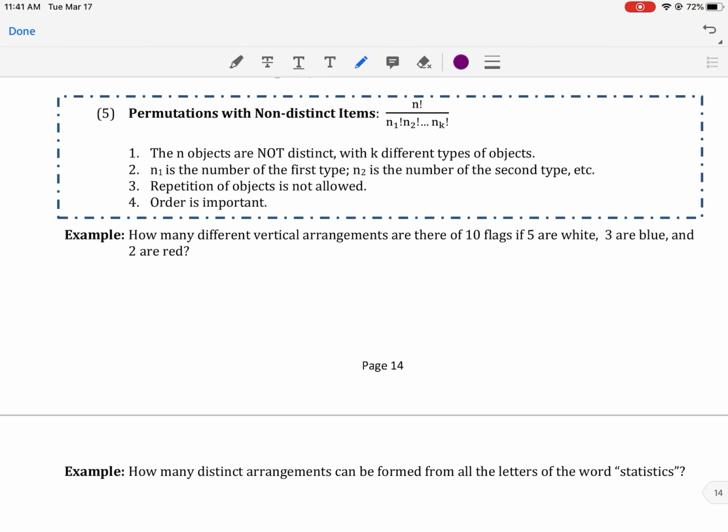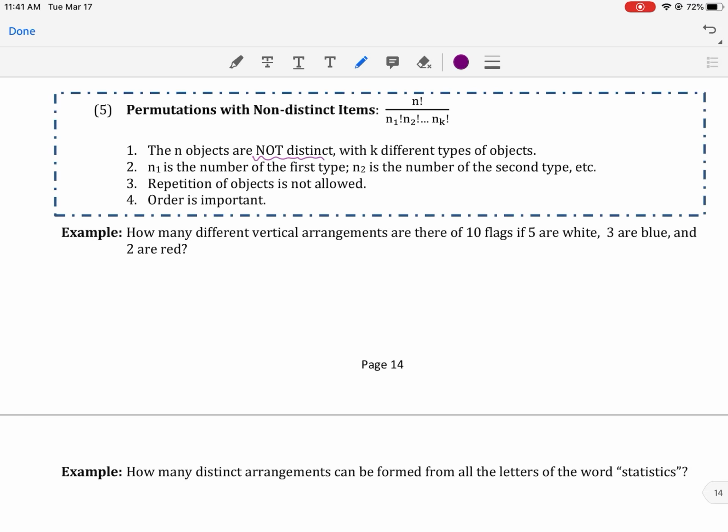But it means that things are not distinct, right? So we've got something that repeats. So k different things that repeat. So notice how there's that k down there, that's what it represents. N sub 1 is the number of the first type, N sub 2 is the number of the second type, etc.